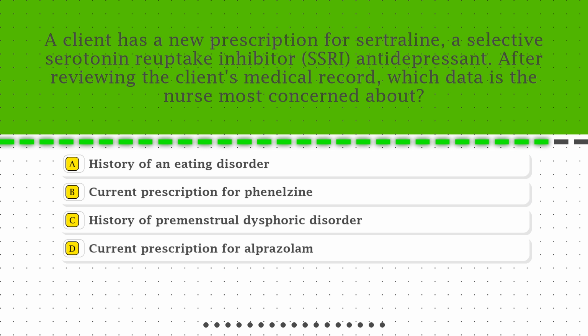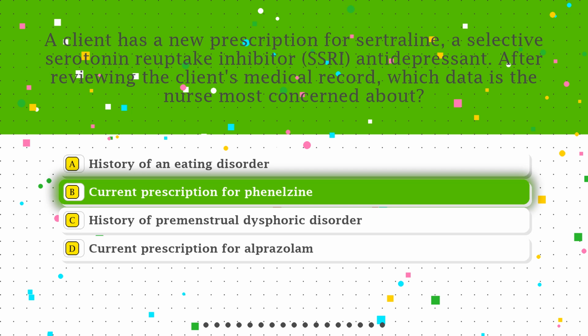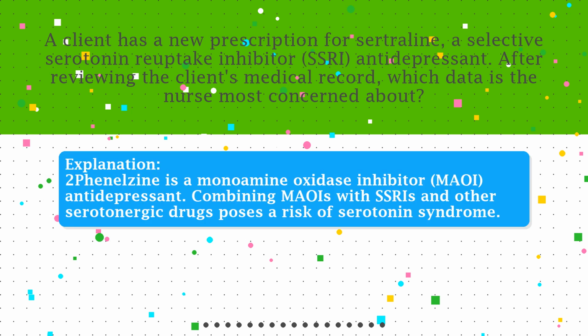Question 5. A client has a new prescription for sertraline, a selective serotonin reuptake inhibitor, SSRI, antidepressant. After reviewing the client's medical record, which data is the nurse most concerned about? Option A. History of an eating disorder. Option B. Current prescription for phenelzine. Option C. History of premenstrual dysphoric disorder. Option D. Current prescription for alprazolam. The correct answer is option B. Current prescription for phenelzine. Phenelzine is a monoamine oxidase inhibitor, MAOI, antidepressant. Combining MAOIs with SSRIs and other serotonergic drugs poses a risk of serotonin syndrome.